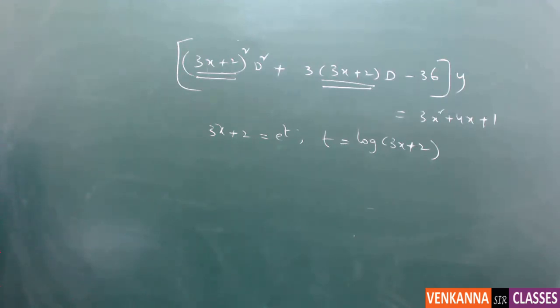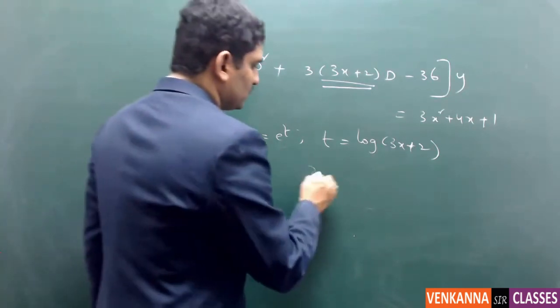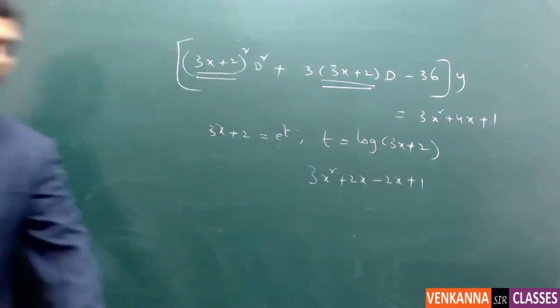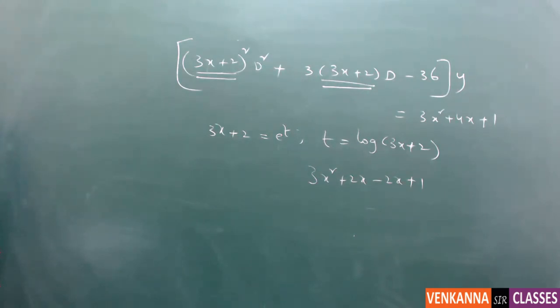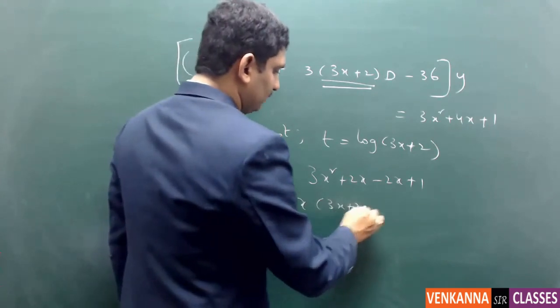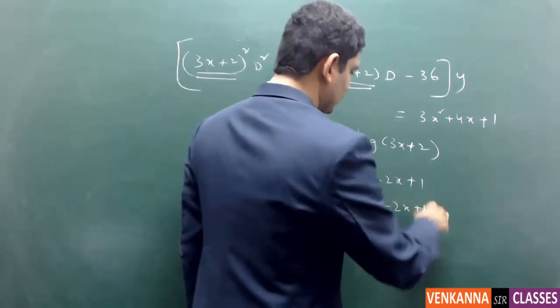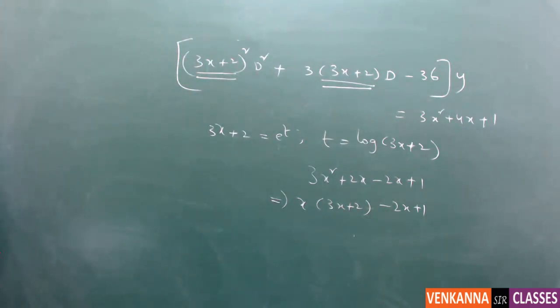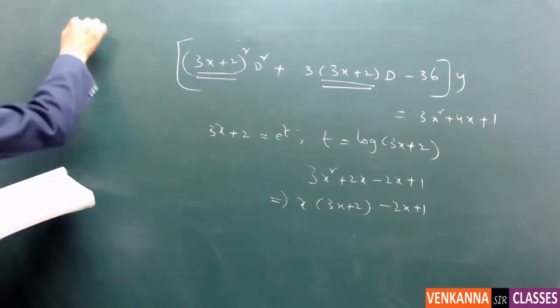Okay. So plus 2x minus 2x, that's a great idea. So 3x square plus 2x minus 2x plus 1, if you take like that, fine. So one way you can say x into 3x plus 2 will come, then you are left with this thing. However, I will write the answer, you check. It is going to come like this.